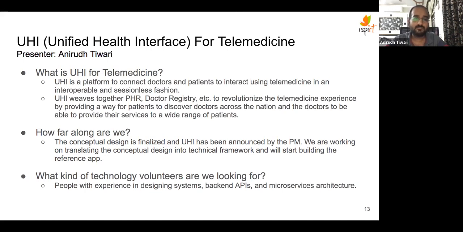So having said that, that's the kind of technical volunteers that we are looking for, who have experience in designing systems and microservices architecture and have worked extensively on backend APIs. And of course, they must have a passion and the belief to impact the millions of Indians who will be using UHI.